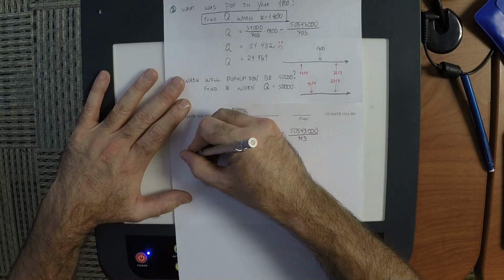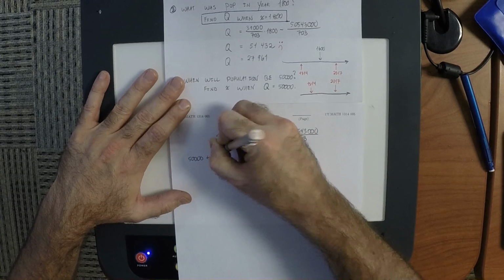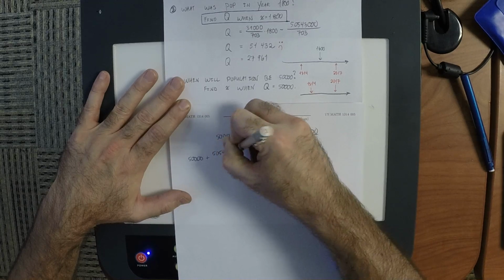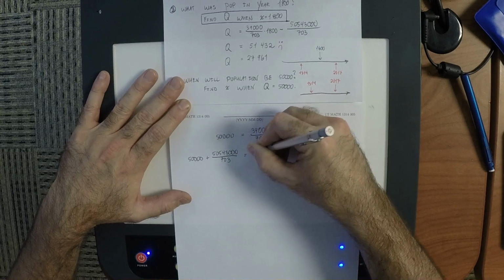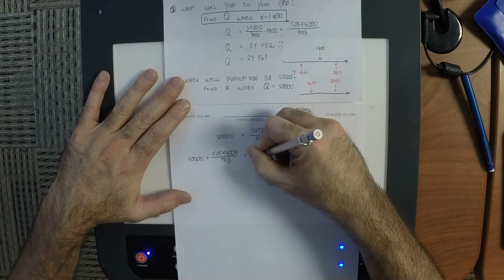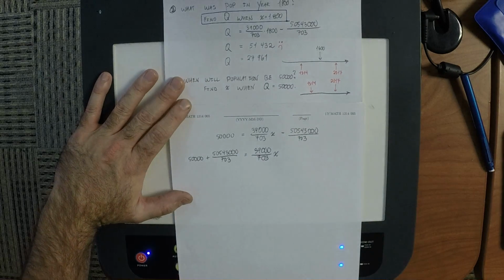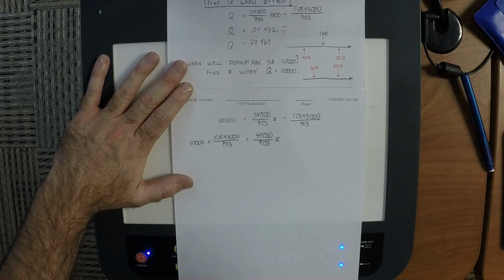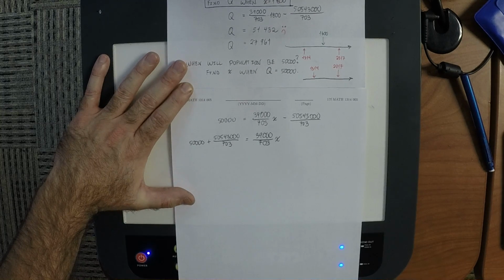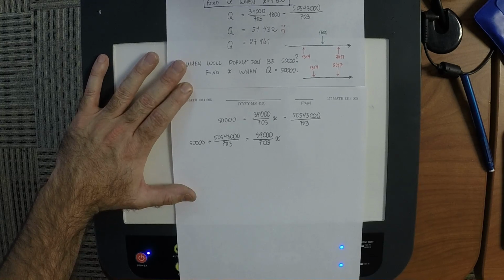Okay, add the thing to the other side. Okay, 50,000 plus 50543 with 3 zeros over 703 is 39,000 over 703x. Okay. Now what? What do you think? There's lots of ways to go.